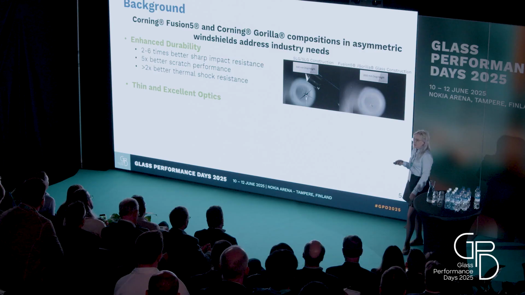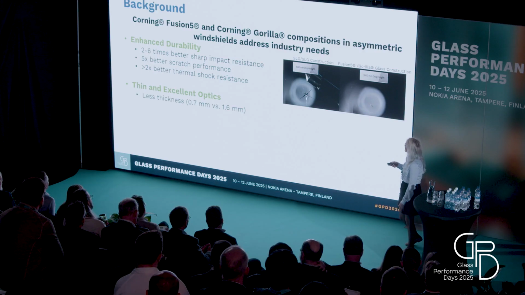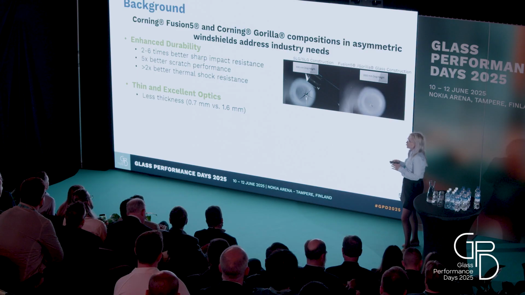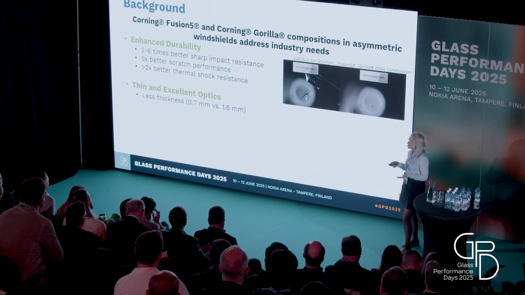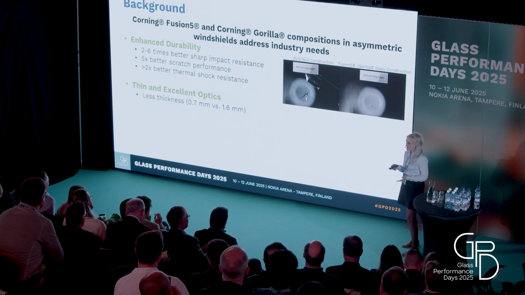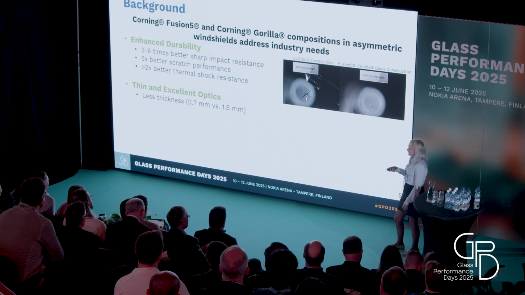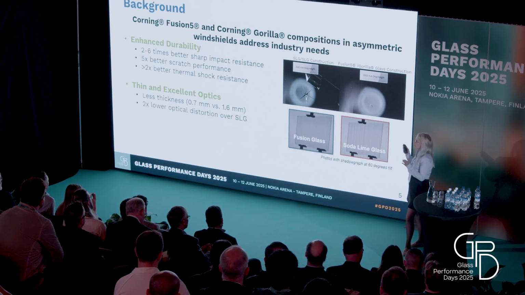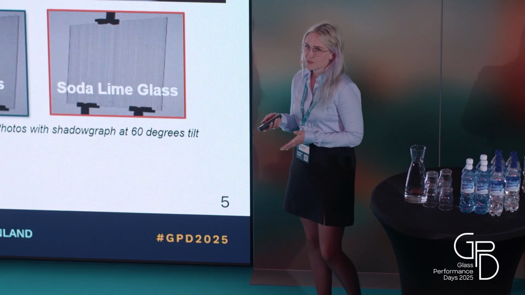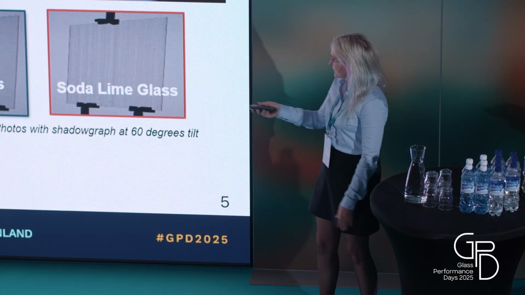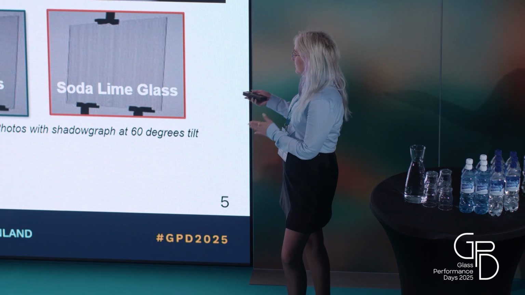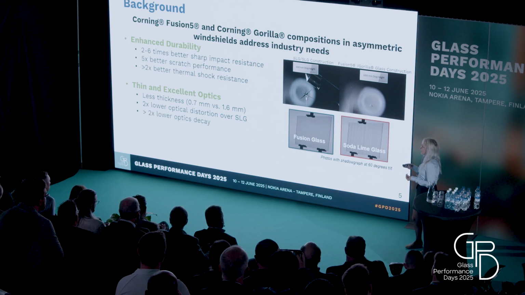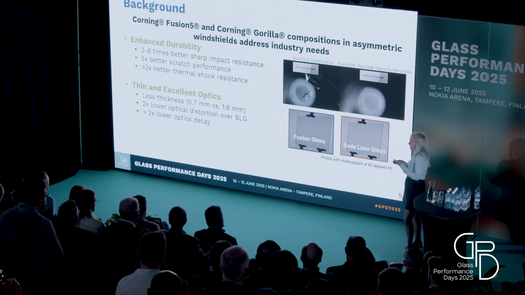The next point is thin and excellent optics, and here we can easily use a really thin inner ply. For example, replace the conventional 1.6 soda lime by 0.7 Gorilla Glass, which is 2 times lower thickness. Also about the optics, due to the fusion process of the glass, we have really superior optical properties. Here you can see the comparison of the fusion glass with the flawed soda lime glass. And due to the better scratch performance, we will also have much lower optical decay.